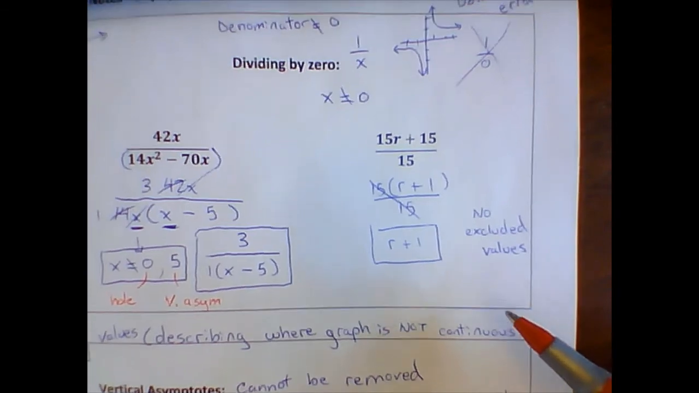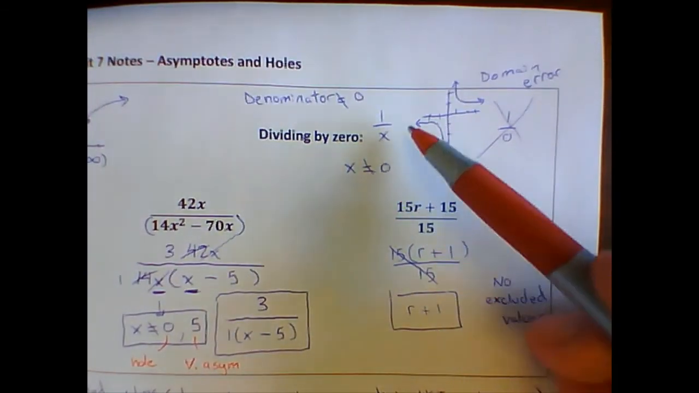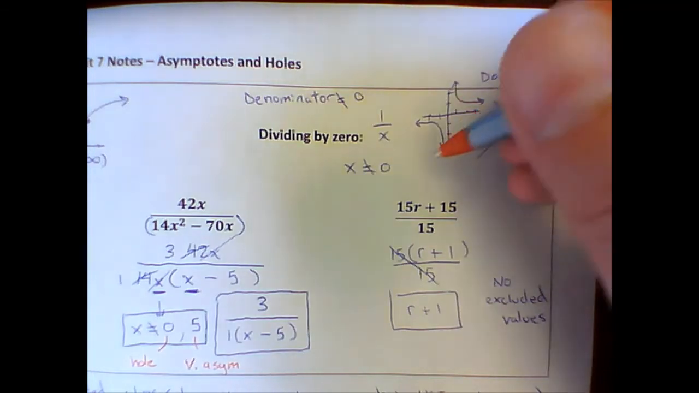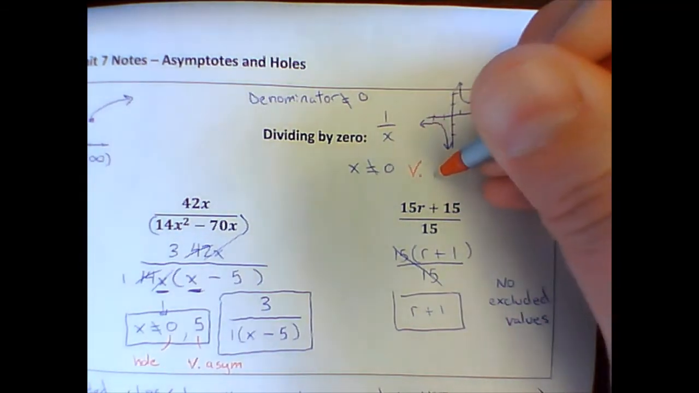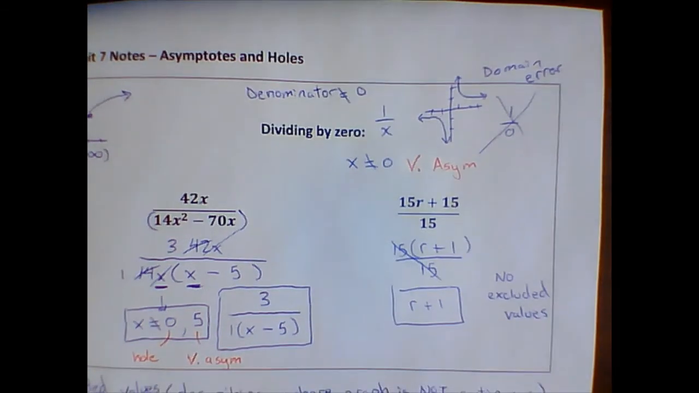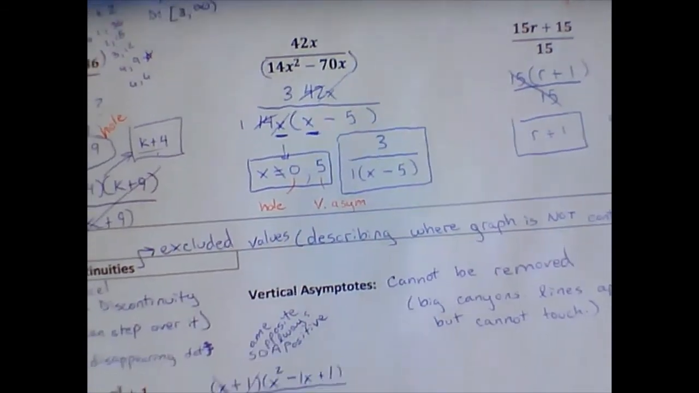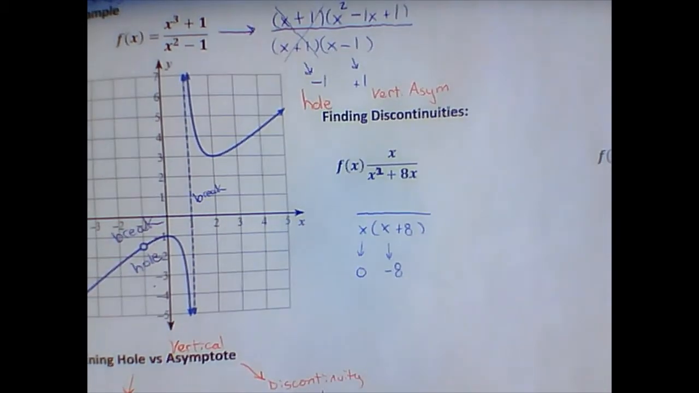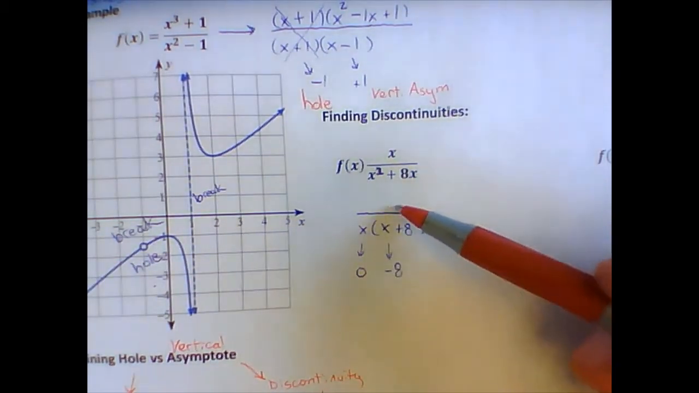This one didn't have any excluded values, so we don't care. This guy, nothing is canceling that x. It sticks around. That is a vertical asymptote. Okay? So if the place it comes from sticks around, it's a vertical asymptote. If you can remove where it comes from by canceling, then it's a hole.